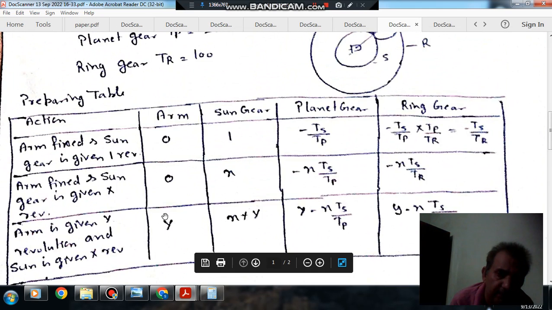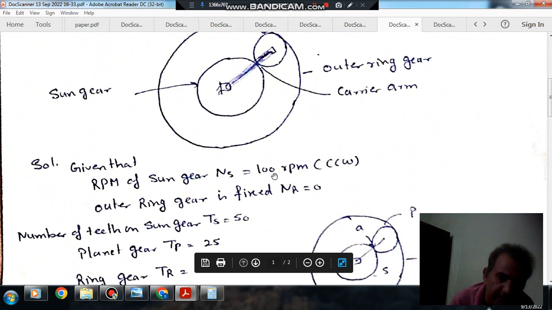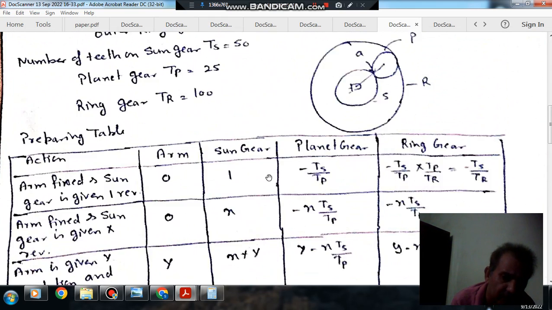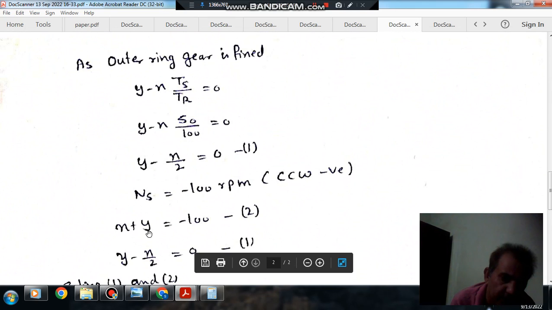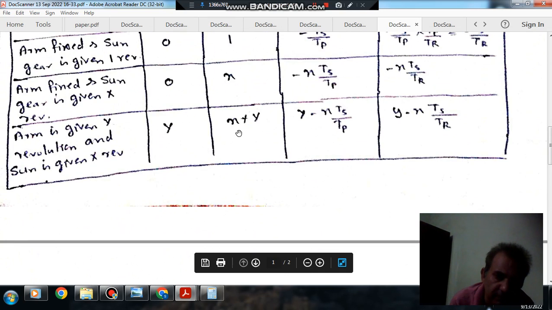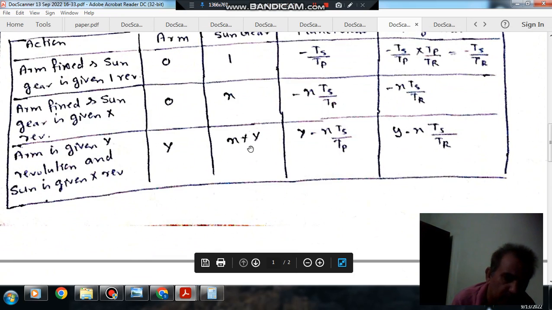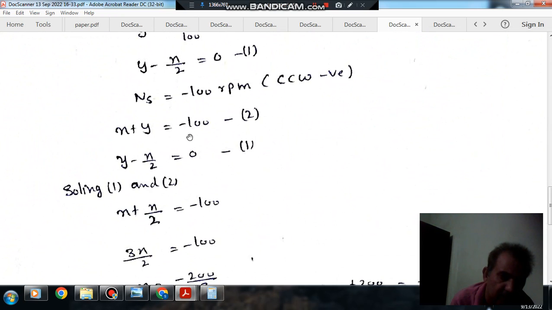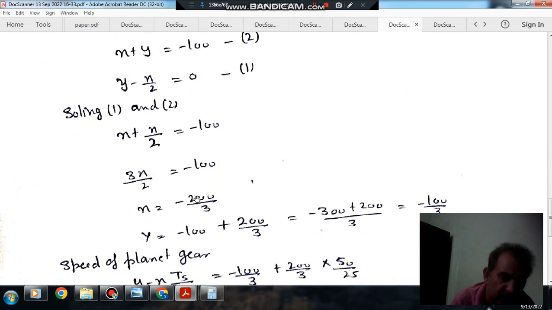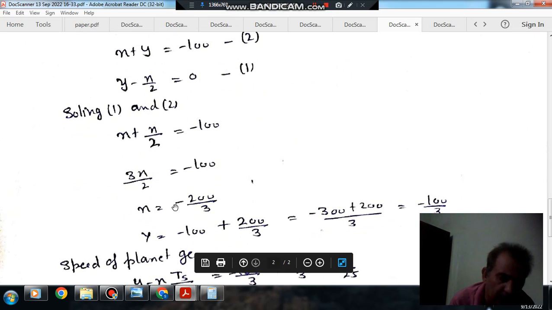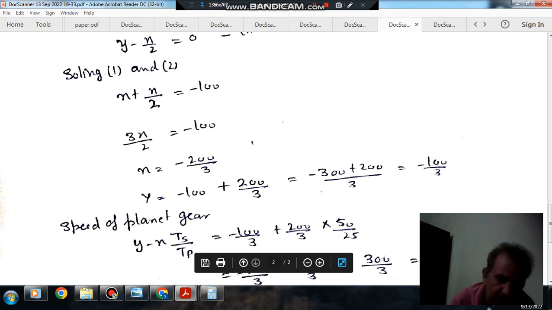Now the sun gear is rotating counterclockwise at 100 rpm. Taking counterclockwise as negative, we put the sun gear revolutions as minus 100. The sun gear revolution according to the equation is X plus Y, so X plus Y is equal to minus 100, equation number 2. Solving these two, X comes out as minus 200 by 3 revolutions per minute, and Y comes out as minus 100 by 3 revolutions per minute.